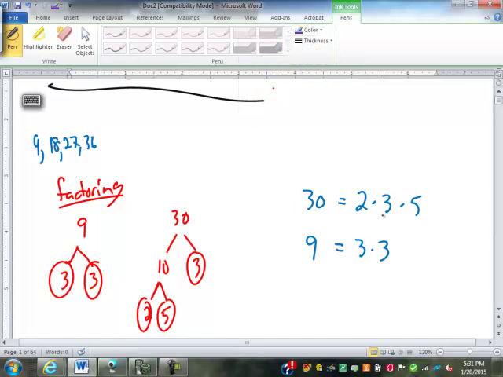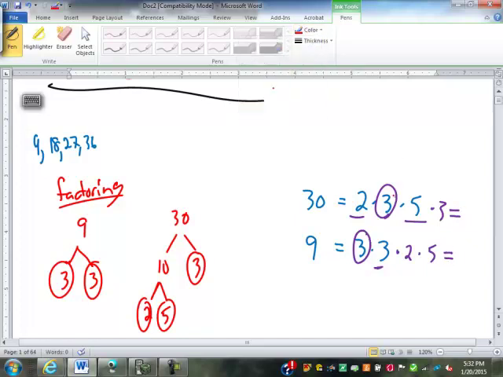And what we look at is what they have in common first. They both have a 3 in common. Now, the 30 has a 2 and a 5 that the 9 does not. So the 9 needs to have a 2 and a 5. The 9 has a 3 that the 30 does not. So we need a 3 up there. What we have done is we've made sure both of them have all the same factors. And we've created the least common denominator, or least common multiple.